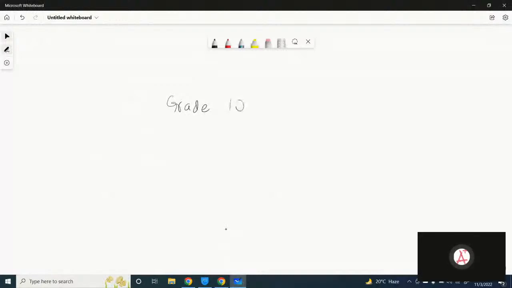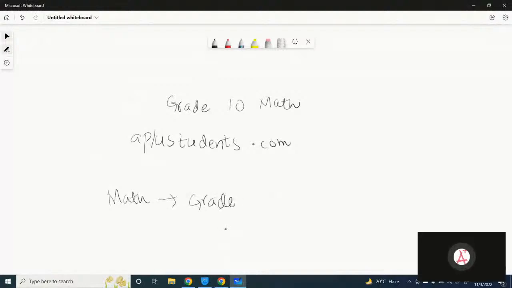So we're going to start with grade 10 maths. You can find all these lessons on aplusstudents.com. You have to log in there using your email address, and the password is provided by the administrator. Then you have to select math from the subject tab, scroll down to grade 10 maths, and click on view all lessons.